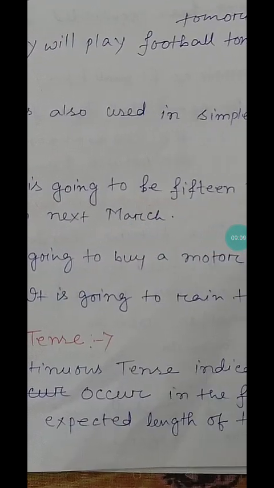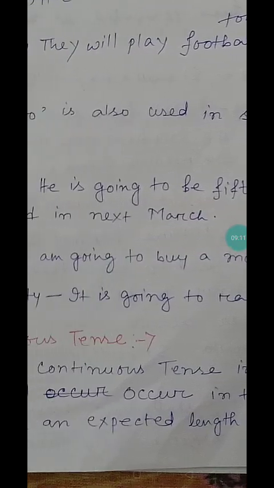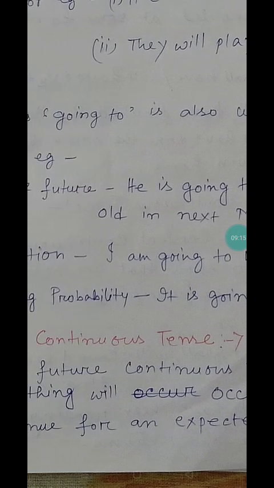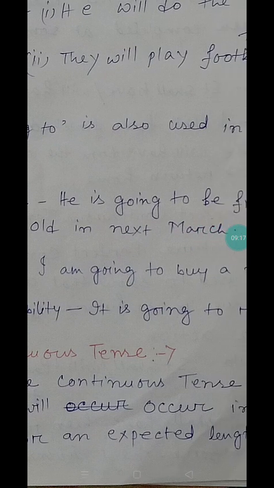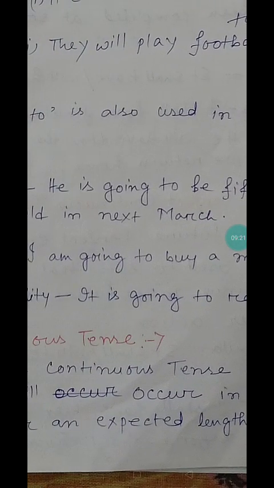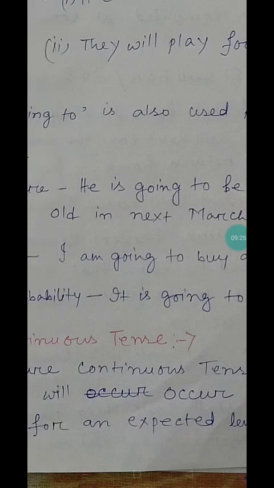Now intention, I am going to buy a motor car. That means it is my intention. I have not bought, but I will buy. Now strong probability, it is going to rain today. That means there is a chance of raining today. So here instead of will or shall, I have used going to.